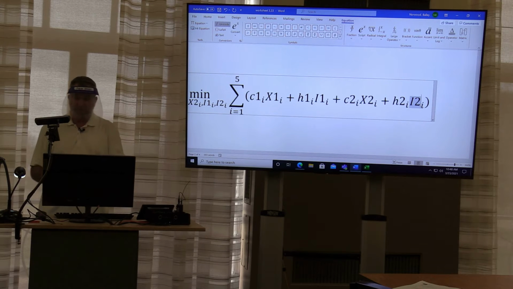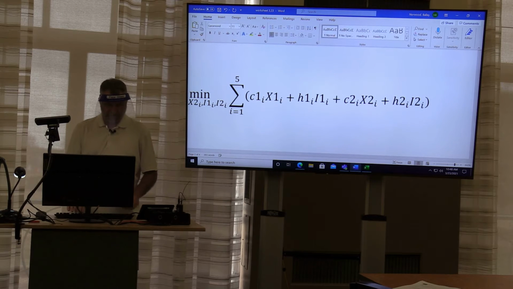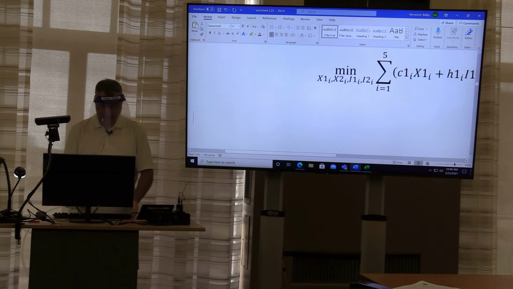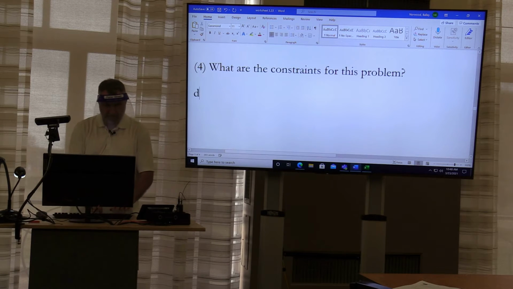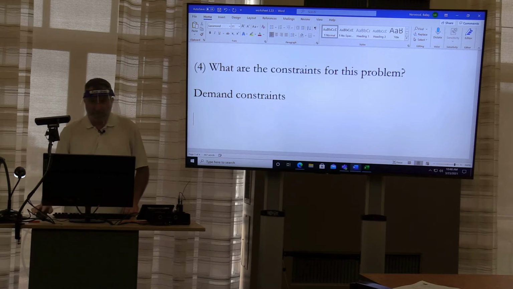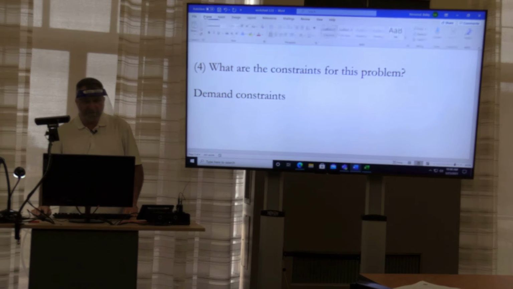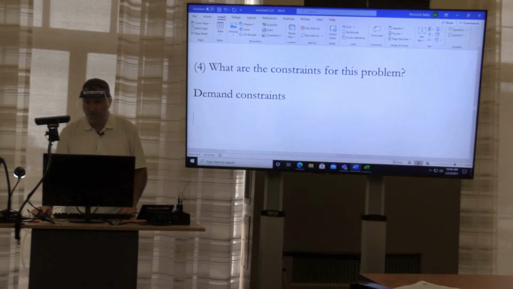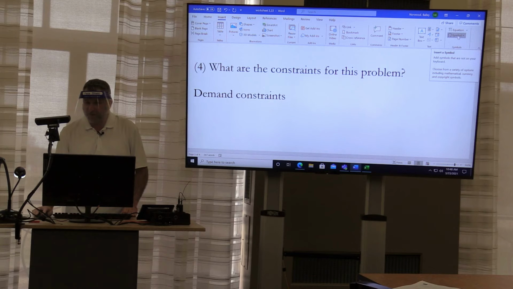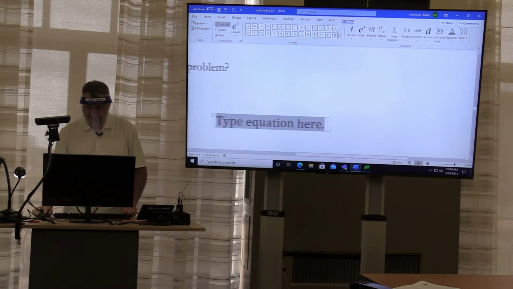And then number 4 says, what are the constraints for this problem? Well, first we have demand constraints. And whenever I'm deriving this one, I remember I say, okay, I know this has to account for demand and it has to tell Excel exactly what inventories are. And I know that the inventory equation is going to go something like this.